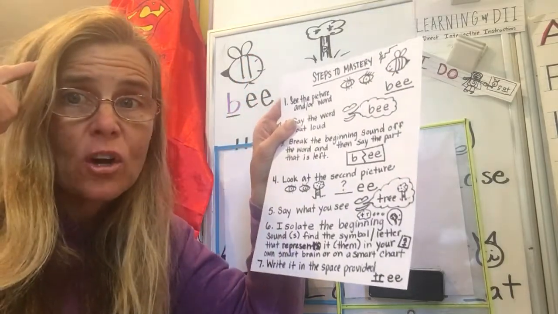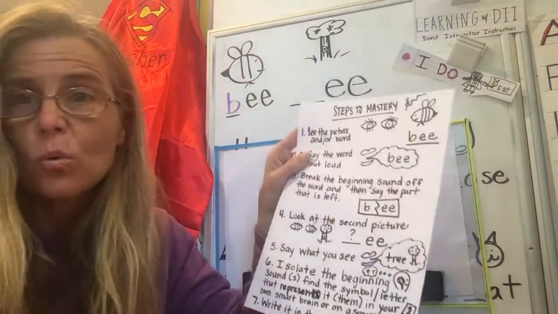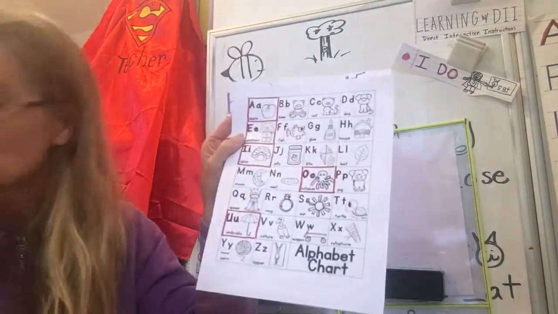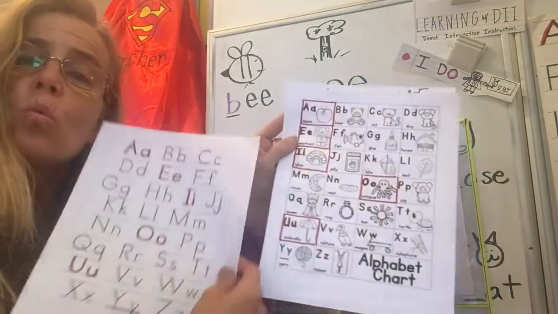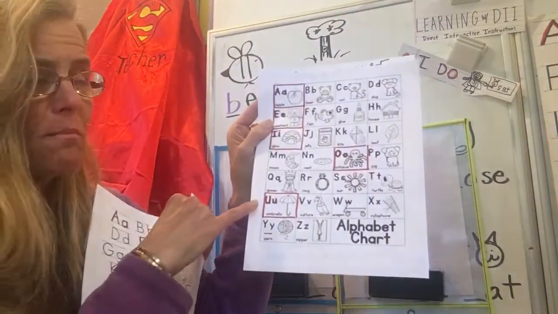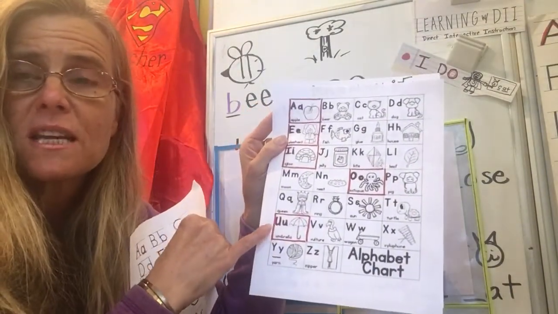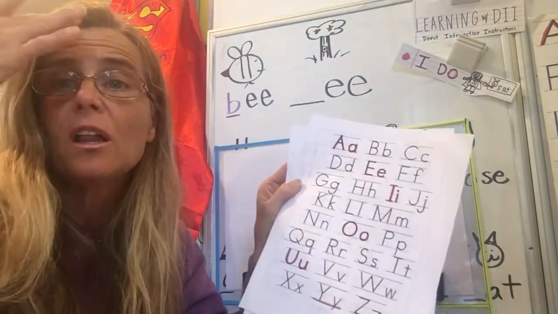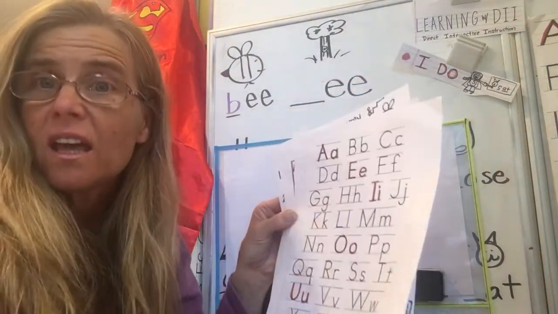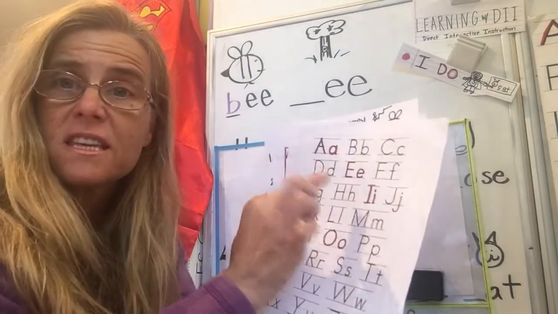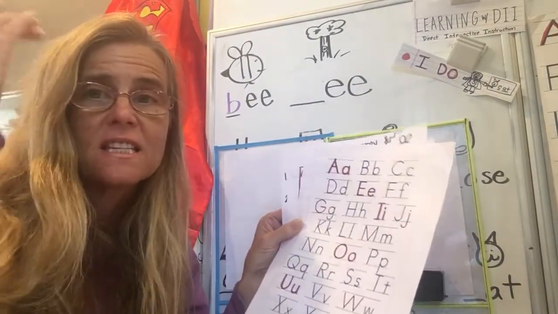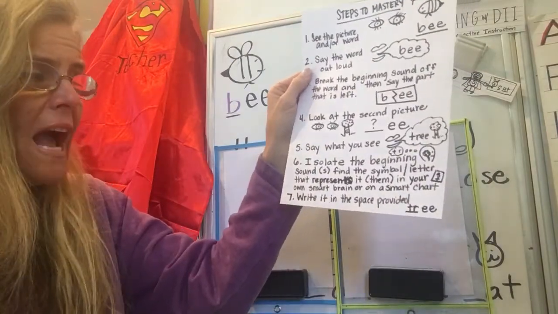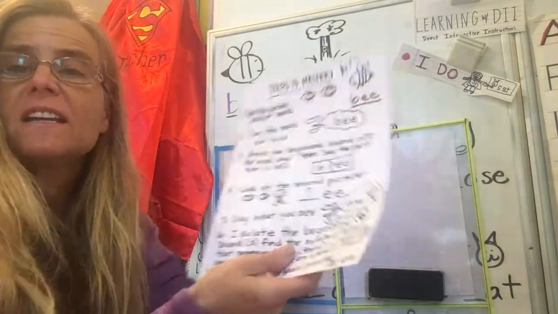We're either going to find that in our own smart brain or we're going to find it on a smart chart. Now, depending on where your level of learning is, you might need to find a picture that starts with that same sound, or you might just need to find the symbol, or you may just have it all up in your own smart brain. Any of those are fine. This is with support, and this is independently. Then we're going to write it in the space that's provided.